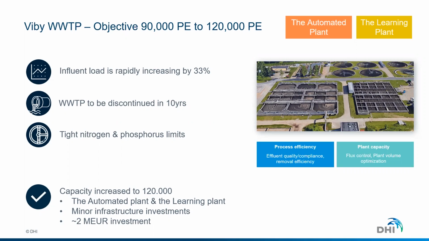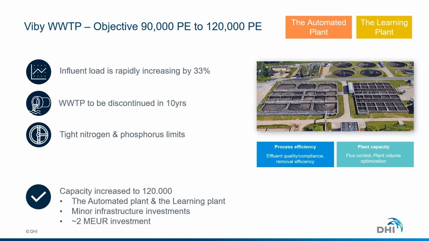And when we did this in 2018, the expected lifetime was then about 10 years. But Aarhus Water knew that they would have to increase the capacity by about 33%. And of course, they weren't super happy about spending a lot of money on expensive infrastructure on that plant, since it had a relatively limited lifetime. So they asked us to see what we could do with the automated control here.